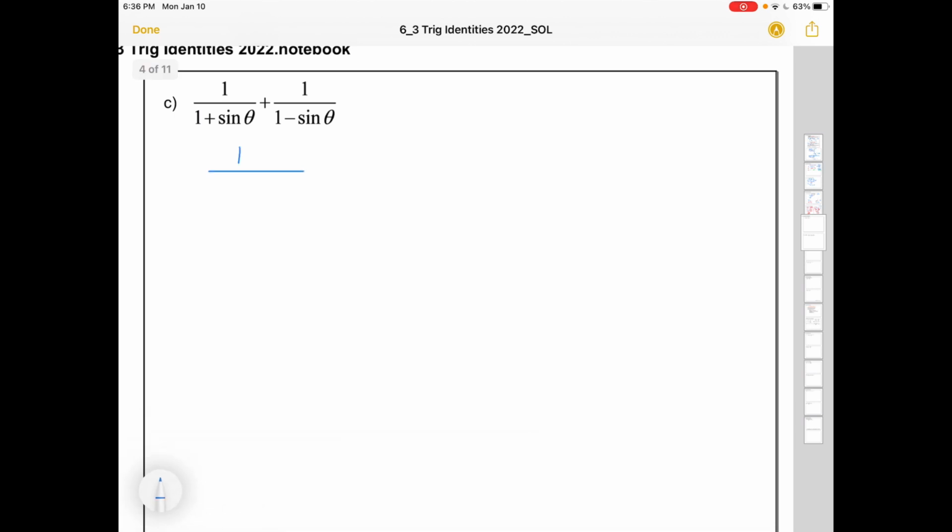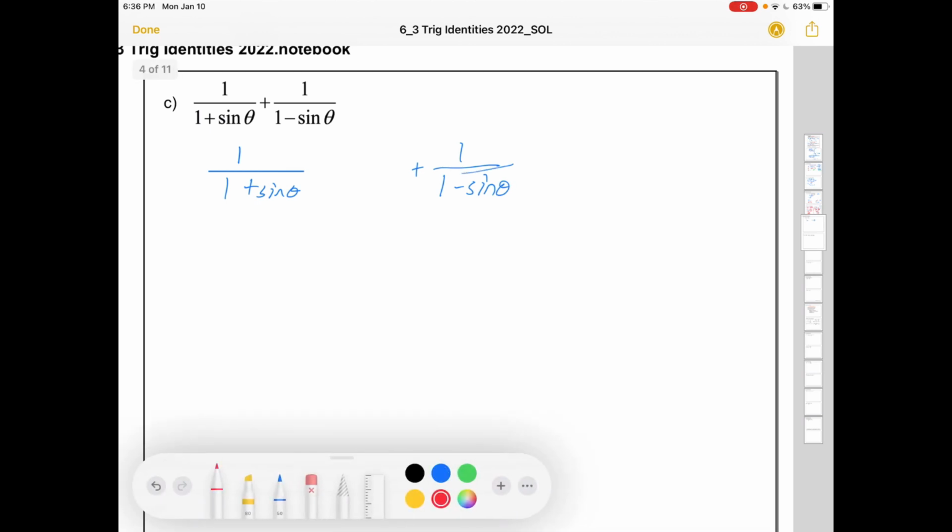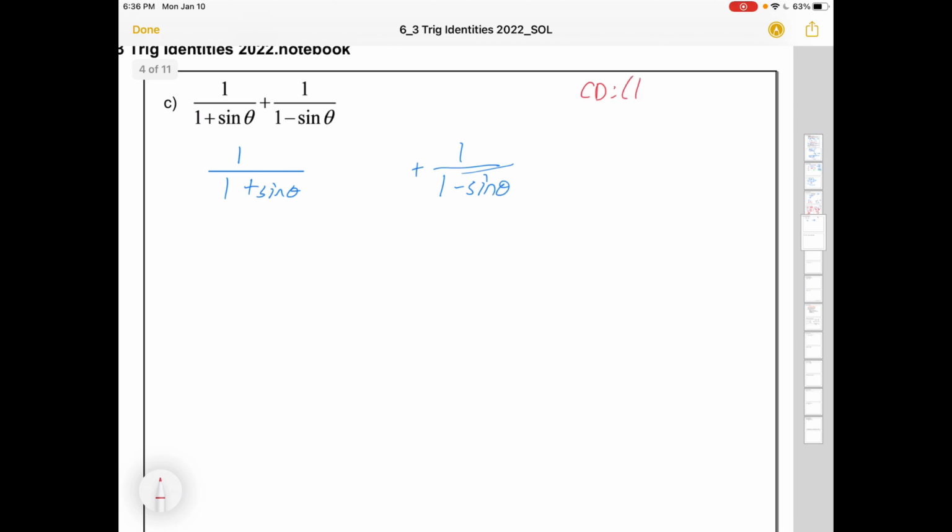or on Google Meet. So in this one, we've got to make a common denominator, and we've kind of got the idea here. You've got to multiply it by whatever it's missing. So the common denominator is going to be 1 plus sine theta times 1 minus sine theta. So this one is missing the 1 minus sine theta.